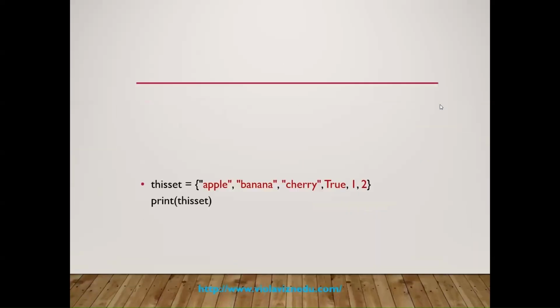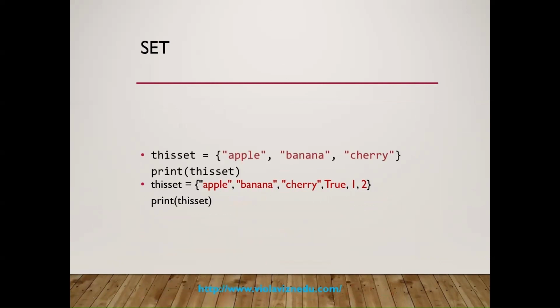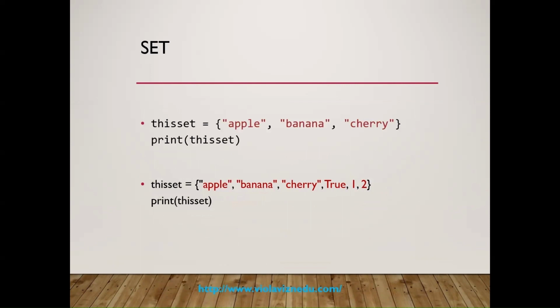Next, we'll move on to the set data type. Sets are used to store multiple items in a single variable. Set is one of the 4 built-in data types in Python used to store collections of data. A set is a collection which is unordered, unchangeable, and unindexed. Set items are unchangeable, but you can remove items and add new items.